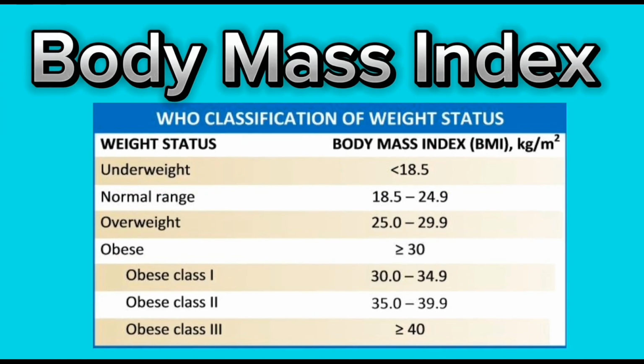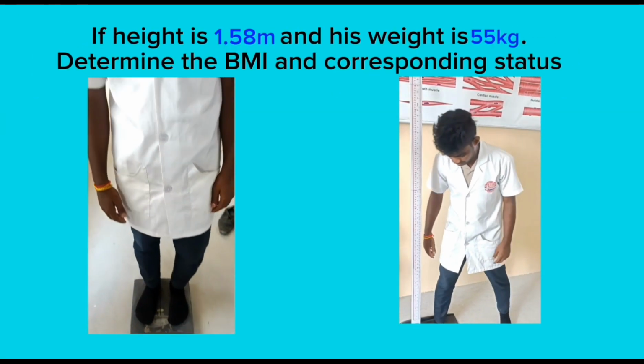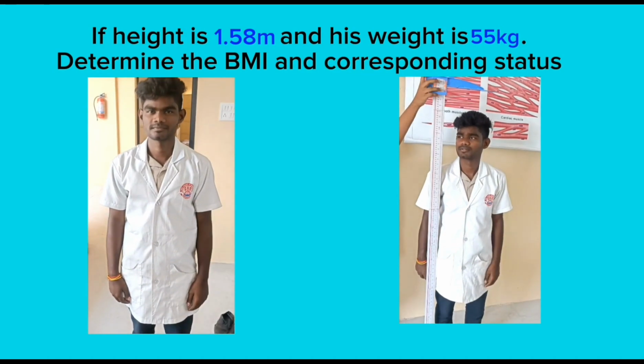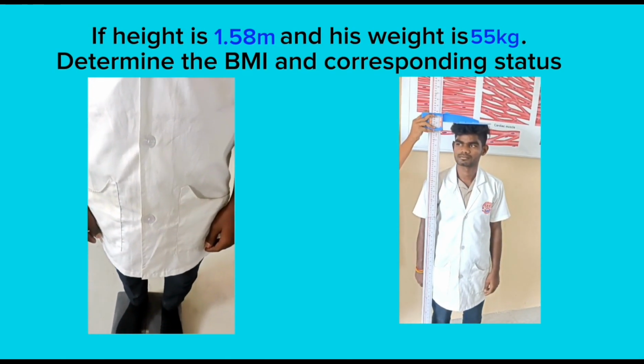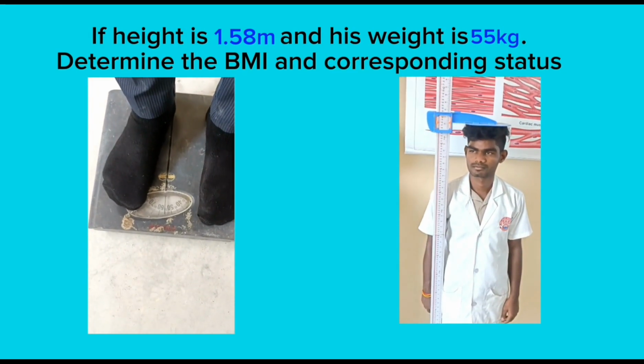So now, let's have this problem. If height is 1.58 m and his weight is 55 kilograms. Determine the BMI and corresponding status.